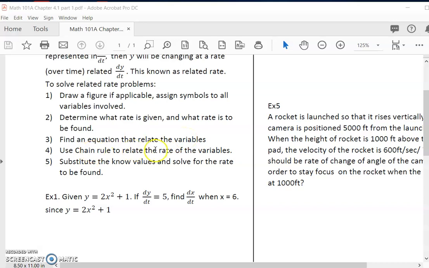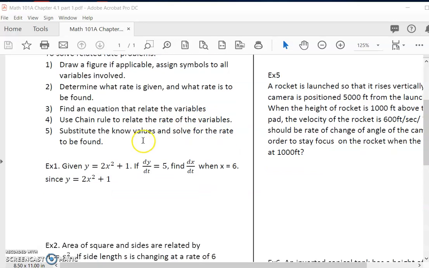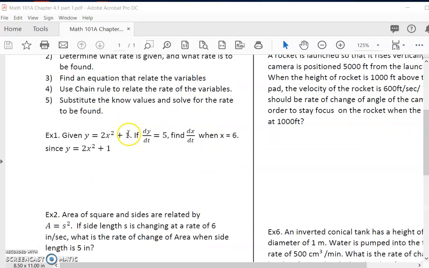Step 4, use the chain rule to relate the rates of the two variables. That means take d/dt of both sides of the equation. We'll illustrate that in an example. And then step 5 is substitute the known values and solve for the rate to be found.